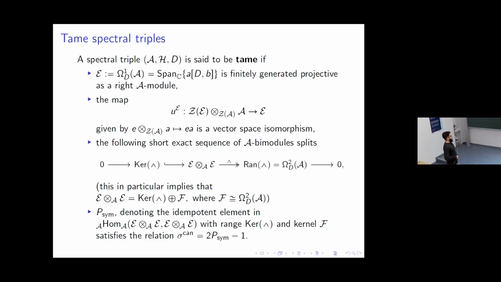And so the fourth and last condition for tame spectral triples is that the sigma map of Scheider, which exists because of the second condition, satisfies this particular property.